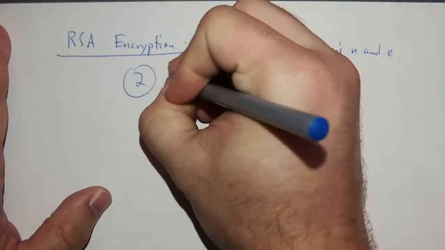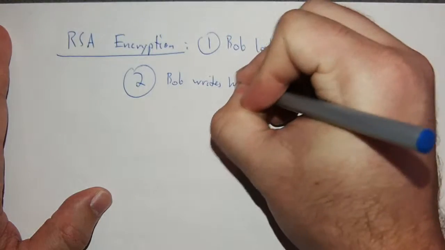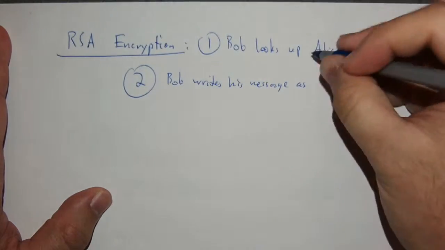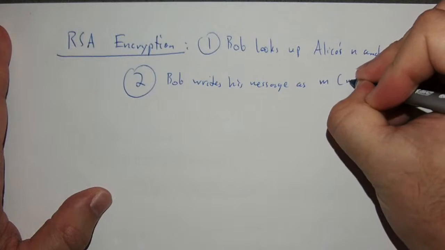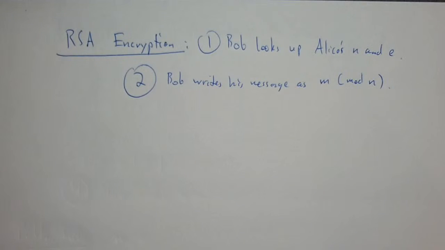Secondly, Bob writes his message as m mod n. Okay, now you might immediately say, wait, say he has some text message. How does he encode that as a number m mod n? Well, he could agree upon some method of doing this with Alice.